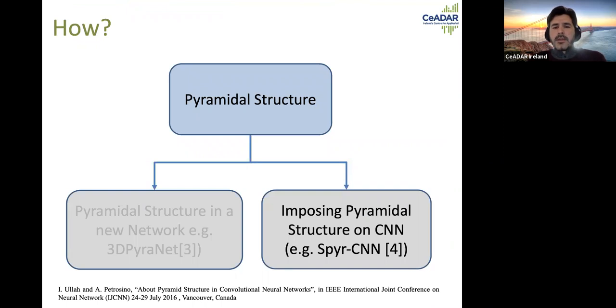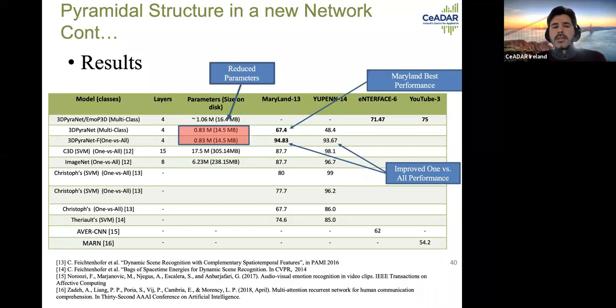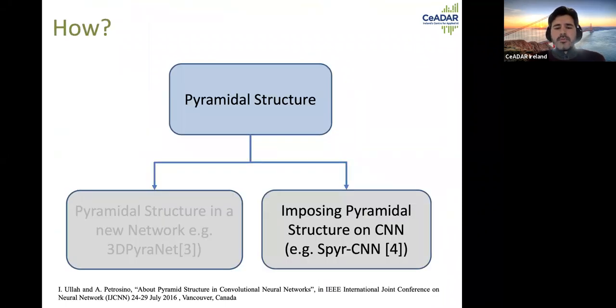Now coming to the second part: how to impose pyramidal structure on CNN. Here we discussed pyramidal structure in a new model that has a new weighting scheme. So is it because of only the weighting scheme, or is it because of the pyramidal structure? If the pyramidal structure is implemented on traditional or state-of-the-art CNN models like AlexNet or VGG, will it give the same good results, or will it reduce the parameters or not?